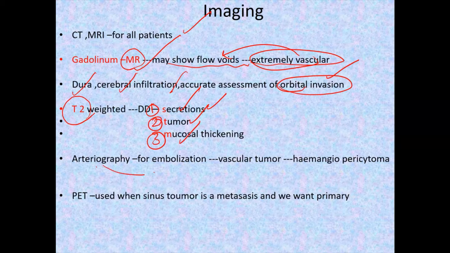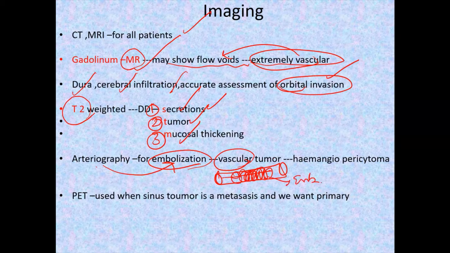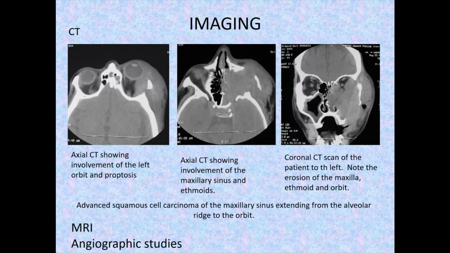Arteriography has to be done for embolization. If you are having a vascular tumor, you have to stop the blood vessels to the tumor. If not, there will be bleeding during surgery. You have to go for embolization. Embolization is very important. Nowadays, PET scan, positron emission tomography, is very important for metastasis. So CT scan, MRI, and PET scan, these are three things you can write.